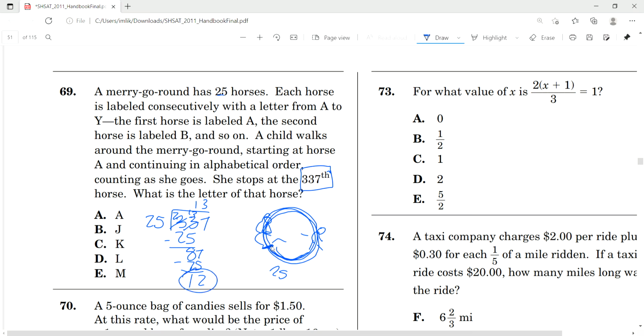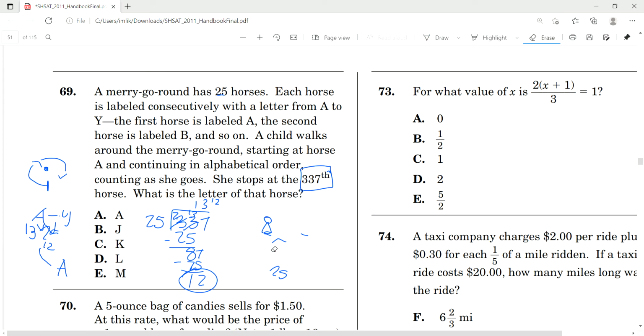So here's our remainder. We have 13 remainder 12, which means that she'll make 13 total rotations around the merry-go-round until she starts once more. So she goes from A to Y 13 equal times, and then she stops at A, and then she walks another 12 times before she stops.